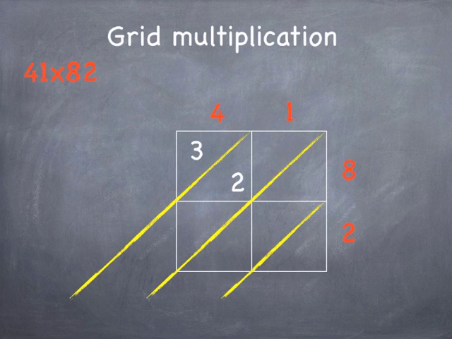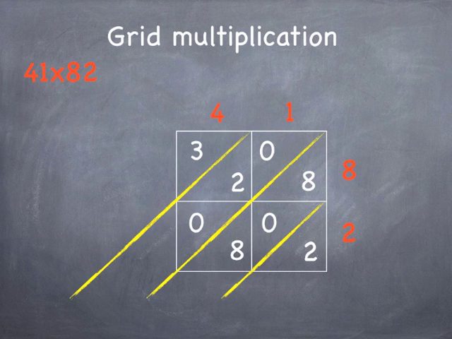1 times 8 is 8, and careful here, as this is a 1-digit number, I have to write it as 0, 8. Then 4 times 2 is 8, so that's 0, 8 once more. And finally, 1 times 2 is 2, so that's 0, 2. And now I'll add along the diagonals and write the answers along the bottom.